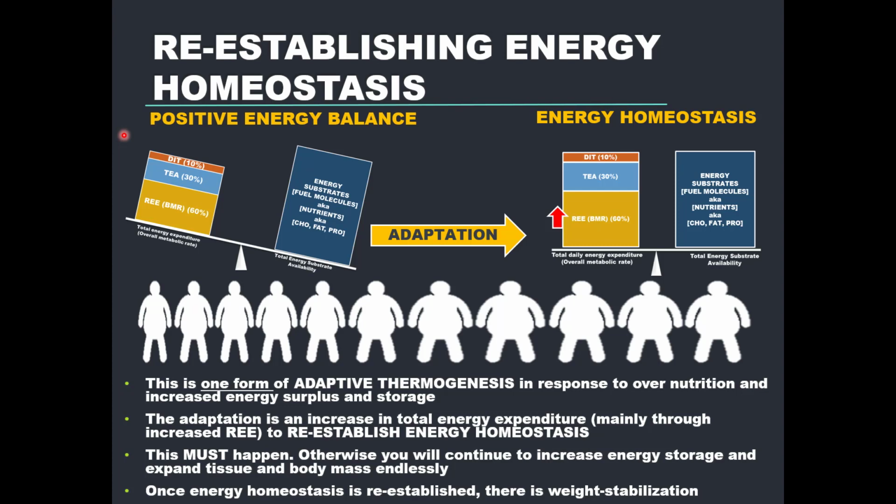Obviously, to rebalance this by targeting the left side, you would have to increase the left side to match the right side. And as I said in the prior slide, the body adapts to a prolonged energy surplus by increasing resting energy needs or basal metabolic rate or BMR until total energy needs/expenditure matches the total energy intake and availability. This is one form of adaptive thermogenesis. As a result, the energy balance is reestablished, as you see right here.